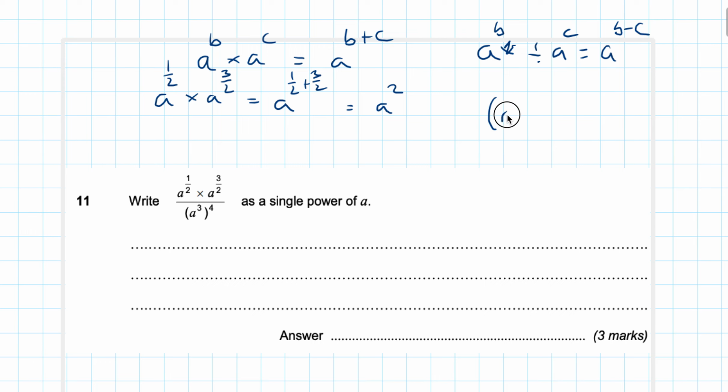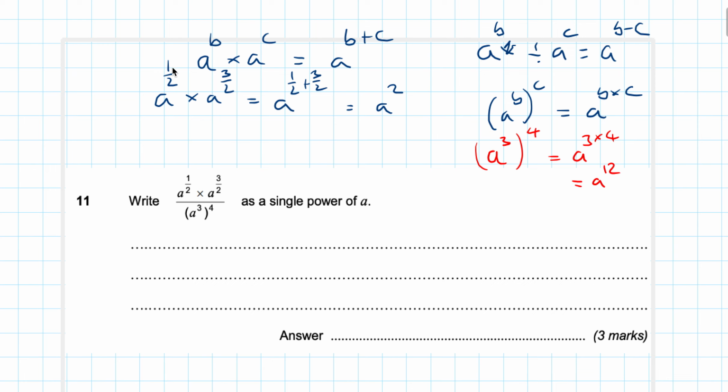We also have a to the power of b, to the power of c, is equal to a to the power of b times c. Again, it's useful to know these indices rules off by heart. For the third rule, we're going to use the denominator, which is a cubed to the power of 4. So this is equal to a to the power of 3 times 4, which is a to the power of 12.